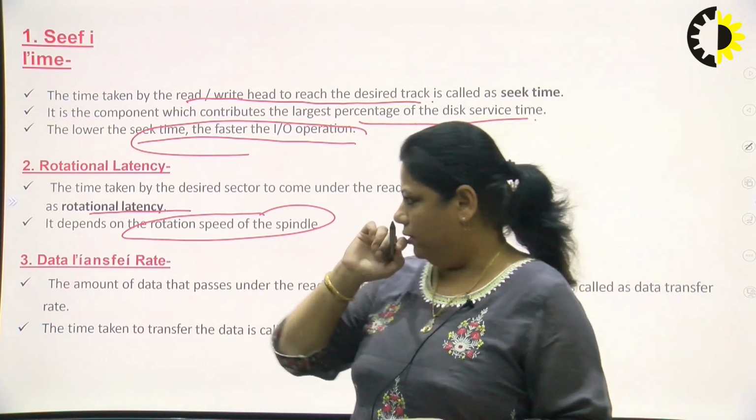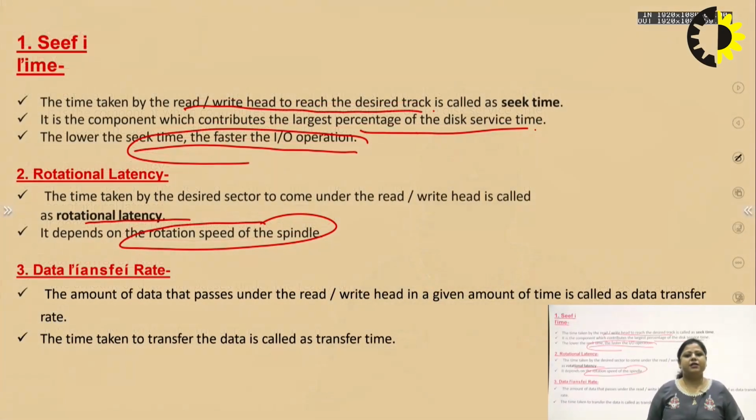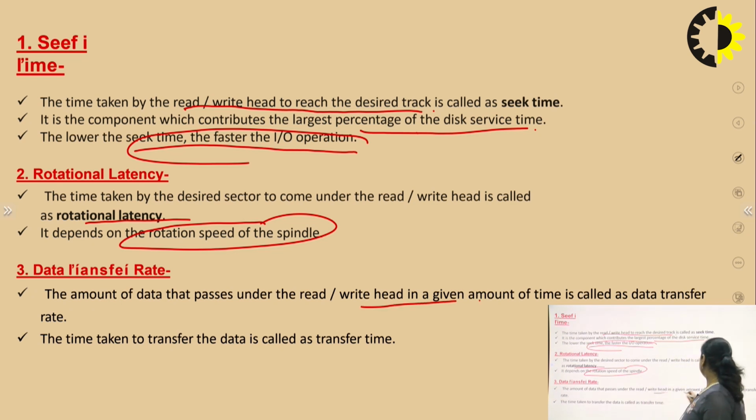Now data transfer rate. What is data transfer rate? The amount of data that passes under the read-write head in a given amount of time is called the data transfer rate. The time taken to transfer the data is called transfer time.